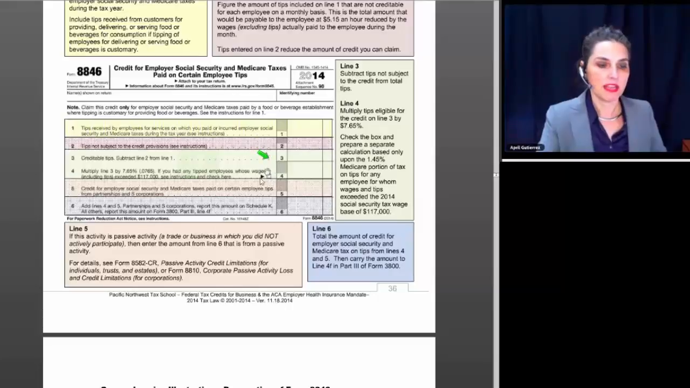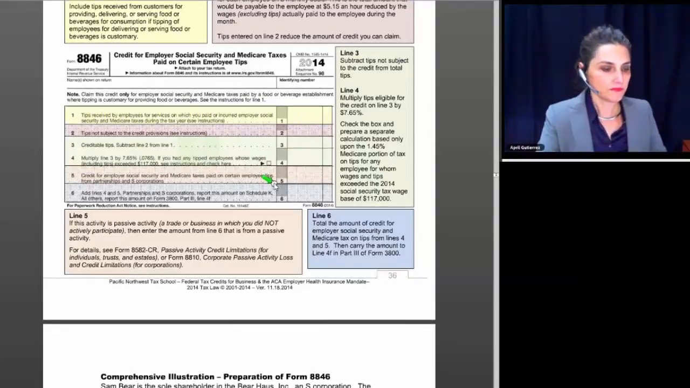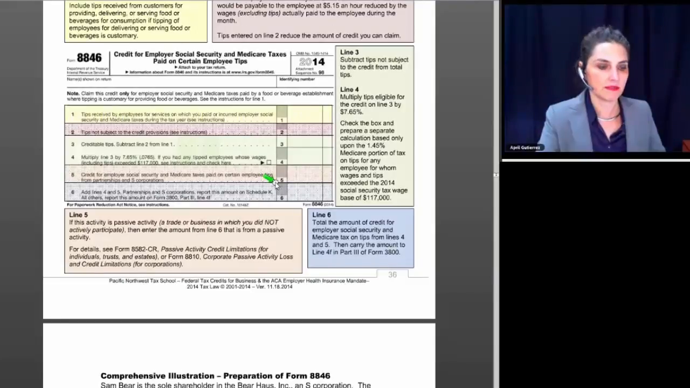We then multiply Line 3 by 7.65% unless you had employees who have wages that exceeded $117,000 for the year, and you then enter that total on Line 4. On Line 5, if the activity is a passive activity, then enter the amount from Line 6 that is a passive activity, and on Line 6, enter the total amount of credit for the employer Social Security tips that you have figured.